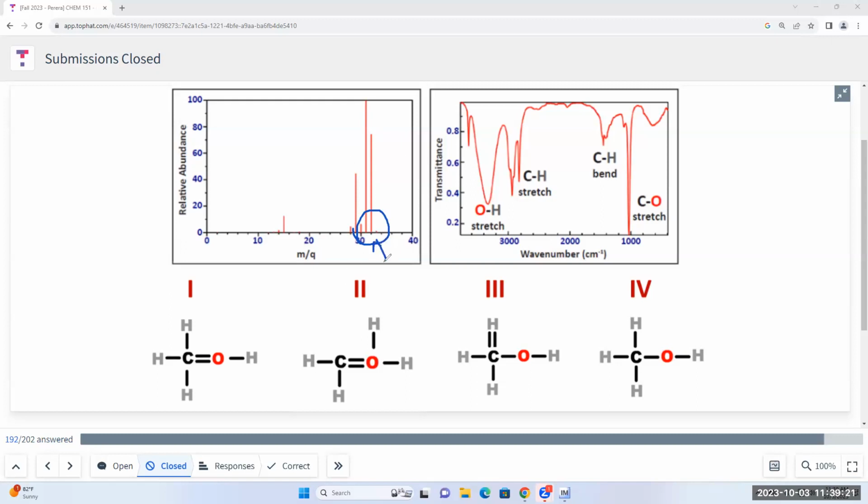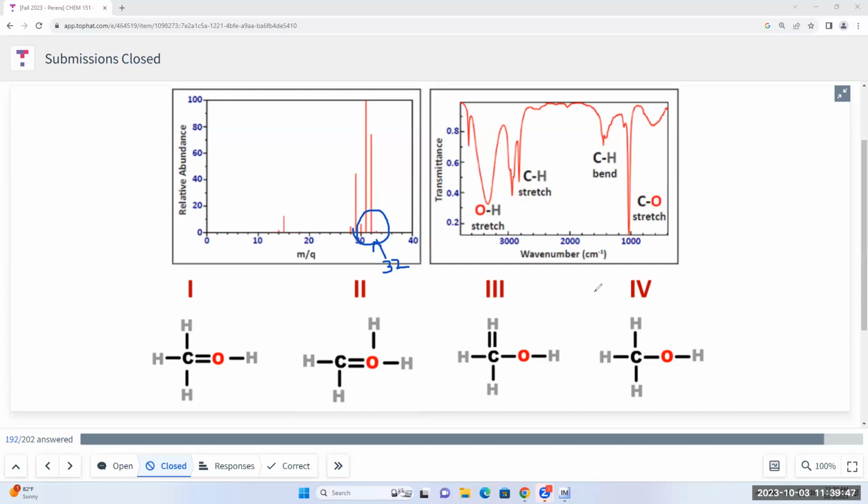Now, it doesn't matter in this case because all of these options have the same number and types of atoms. Therefore, they should all have the same molar mass. For that reason, it doesn't matter in this case. But usually, you're going to have options with different molar masses. For those questions, that mass spectrum should matter. Anyway, let's just point that out.